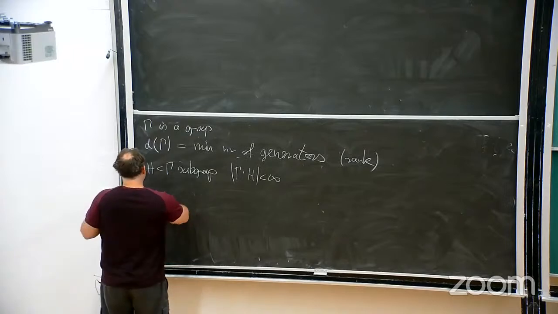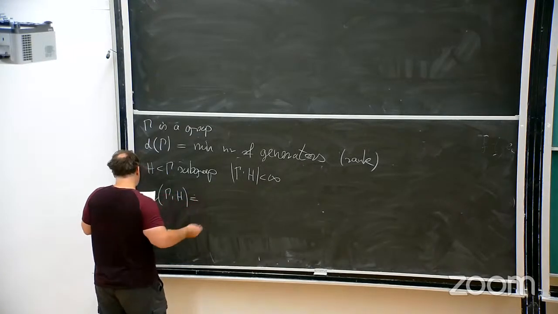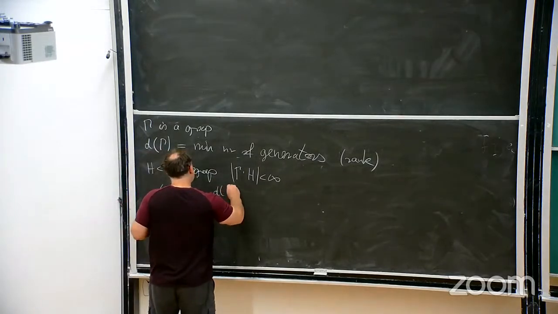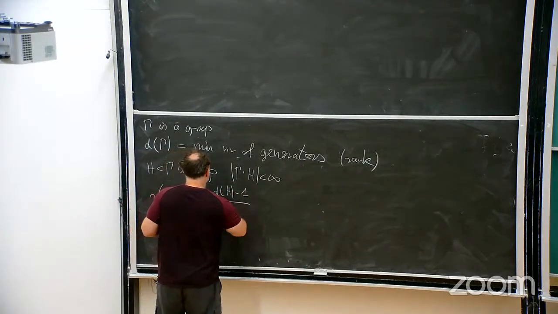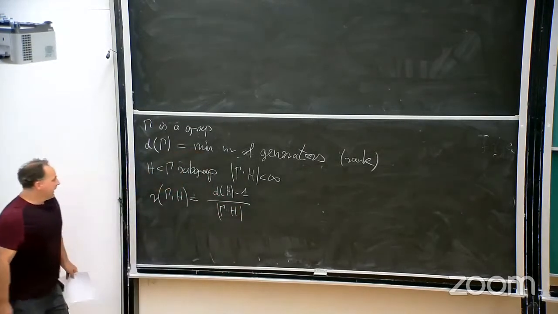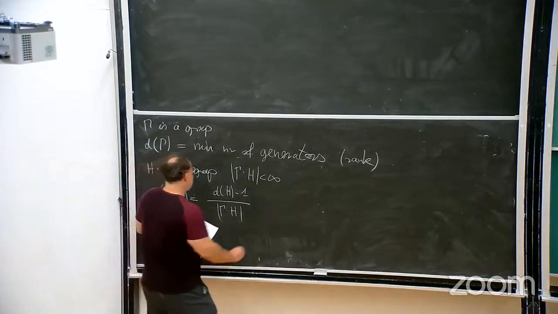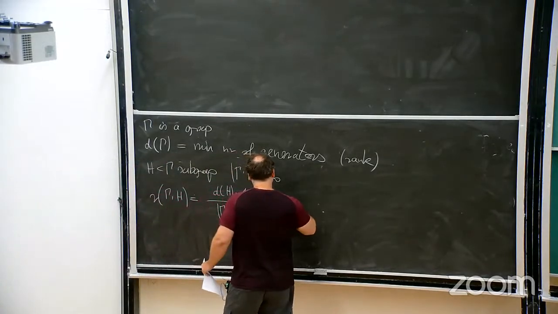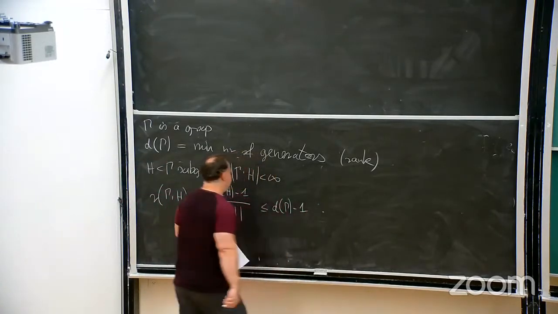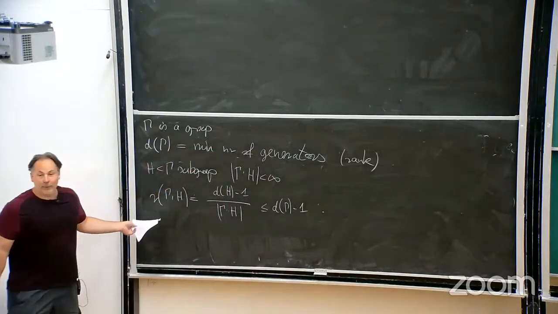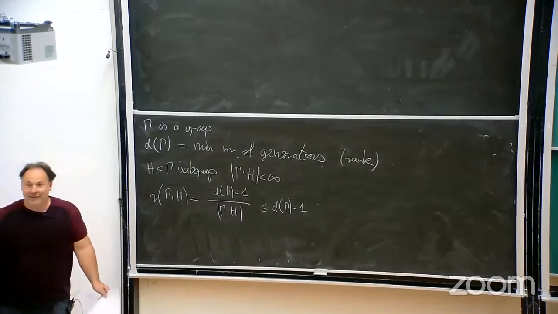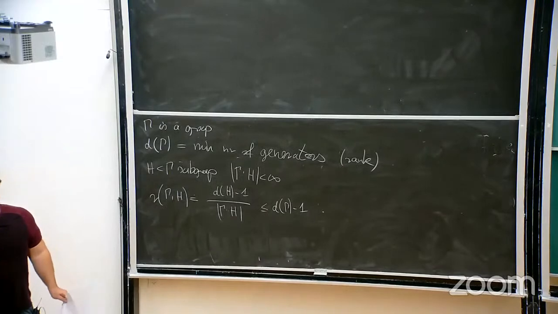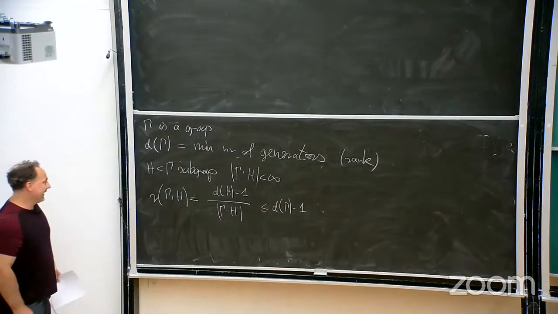So we will introduce this thing called R(Γ, H), which is just D(H) minus 1 over the index [Γ:H], okay? And this is always less than or equal to D(Γ) minus 1, simply because when Γ is a free group, there is an equality, which means that when it's not a free group, there is at least an inequality, okay?